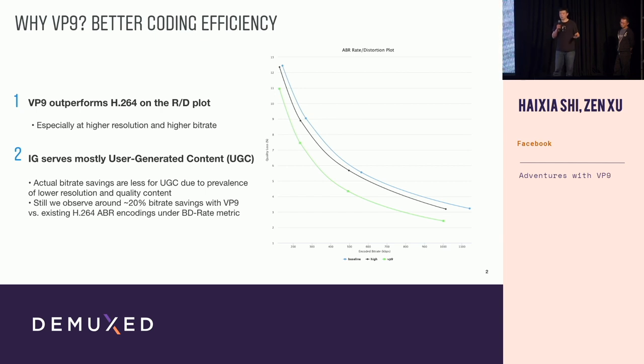Now, you have to be careful. Look into the study. It usually is studied on 1080p, 4K, higher bitrate. Instagram users usually upload 720p or lower, so we have to do our own experiment. We're happy to say that for UGC, the average bitrate saving is about 20% on a BD rate scale. So this all looks pretty great. Let's just roll it out.